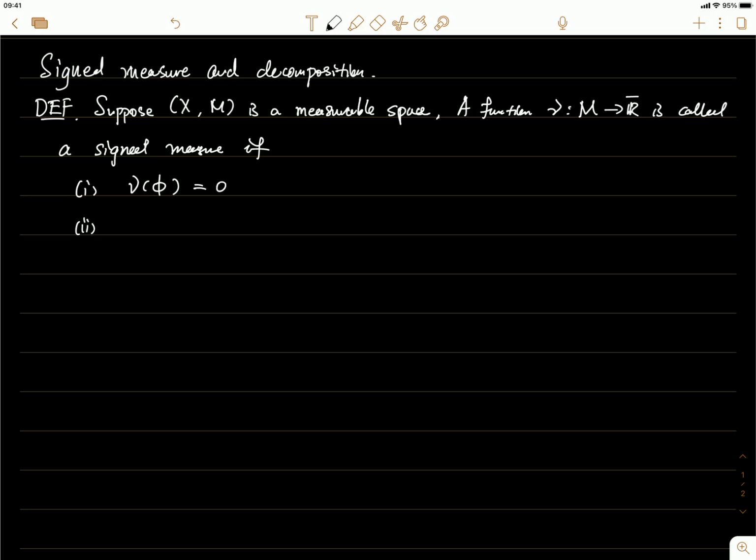Second, the signed measure nu can take only one of positive infinity and negative infinity. So you can map any measurable set to a real number, positive or negative, and it could even be infinity. But if it takes positive infinity for some set, then it can never take negative infinity for any other set. Similarly, if it takes negative infinity for some set, then it can never take positive infinity anymore.